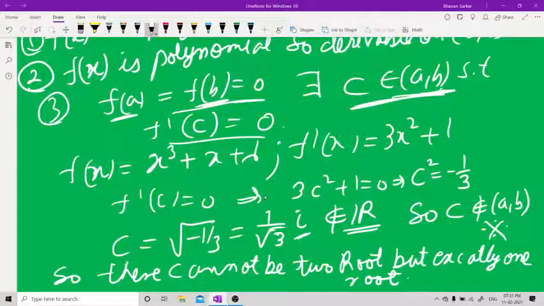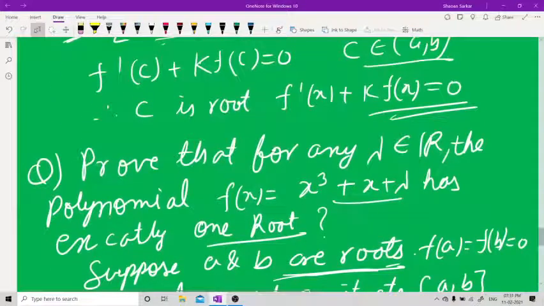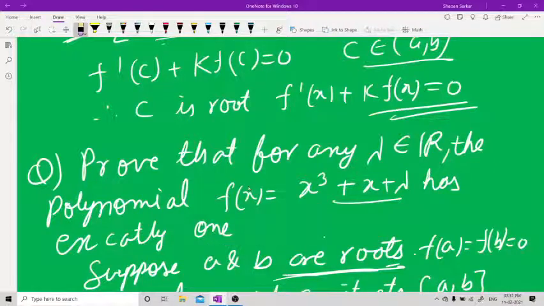because we have taken, listen, in this question we have taken, suppose A, B are, I should write real roots, because the question says for any lambda belonging to R, the polynomial has exactly one real root. I missed this thing. This is very, very important. This part of the question I missed. One real root. This line is very, very important. Real root. So I have taken A and B are roots.